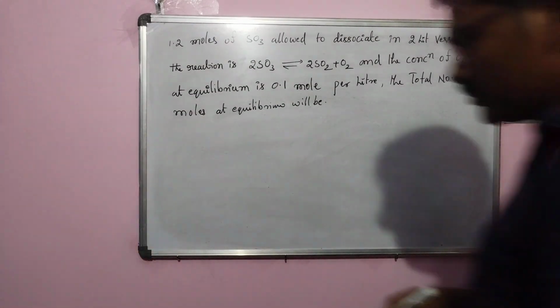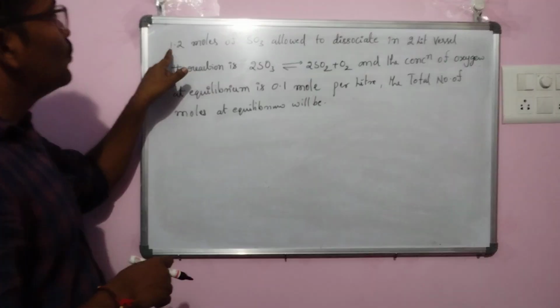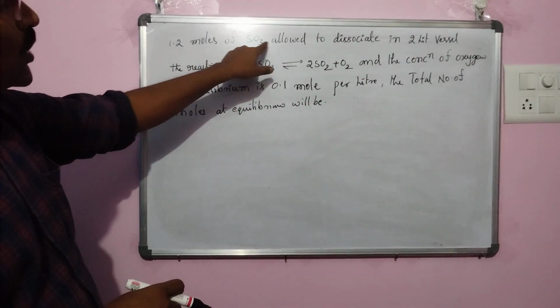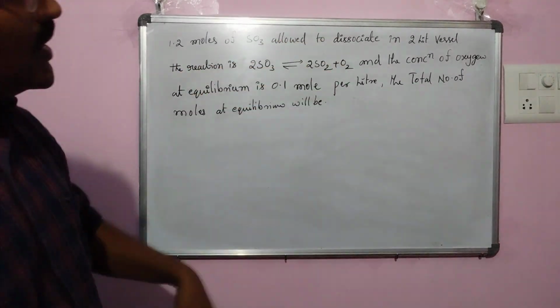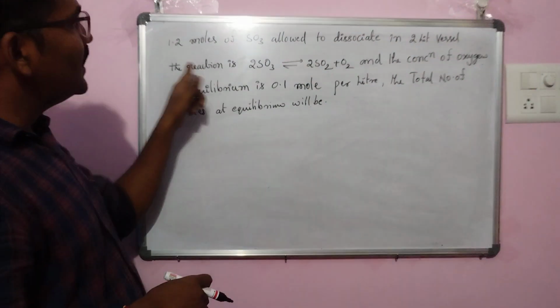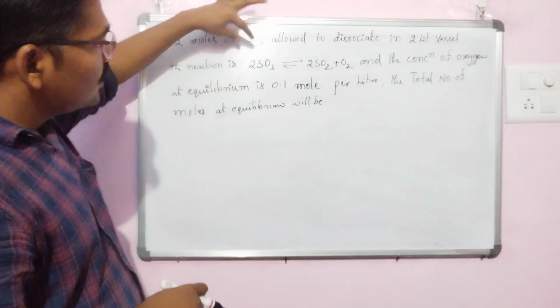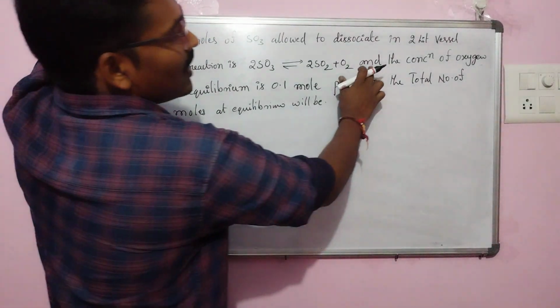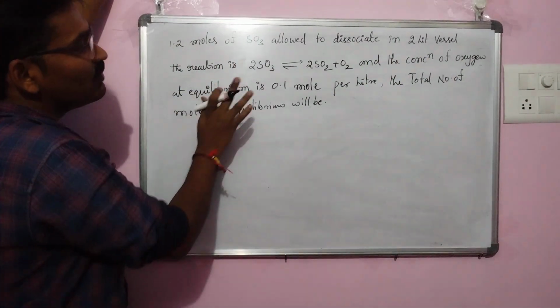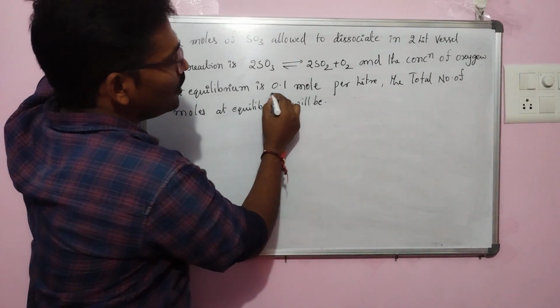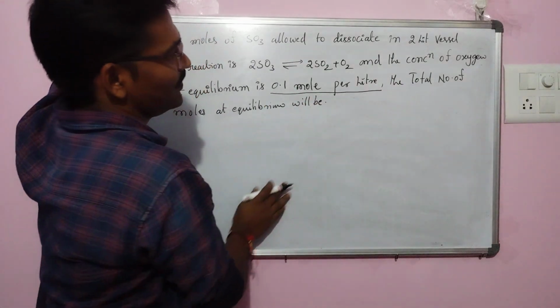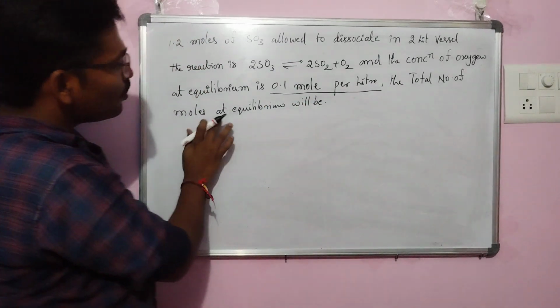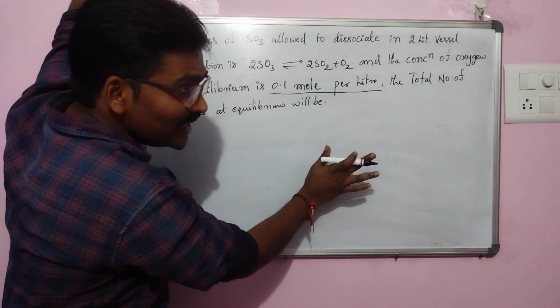Yes. Next problem, look at. 1.2 moles of SO3 are allowed to dissociate in a 2 liter vessel. The reaction is 2SO3 gives 2SO2 plus O2. And the concentration of oxygen at equilibrium is 0.1 mole per liter. Note it. The total number of moles at equilibrium will be?